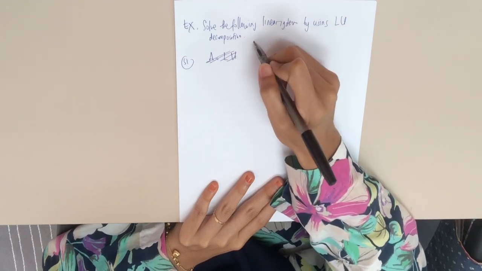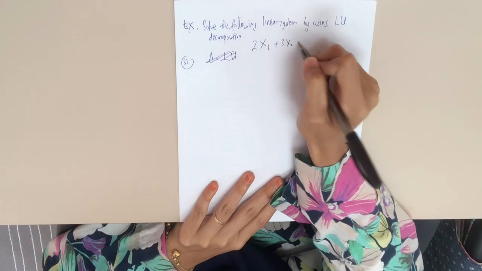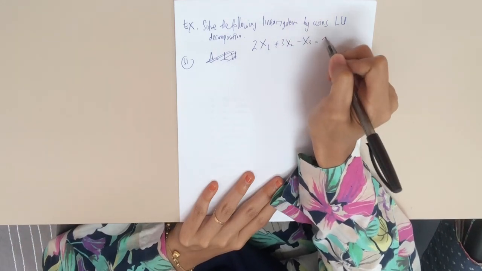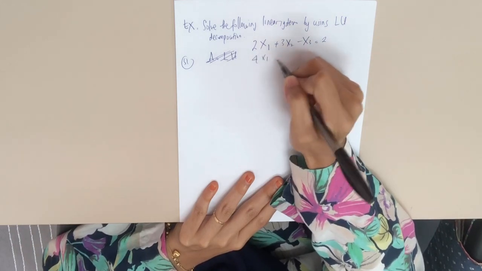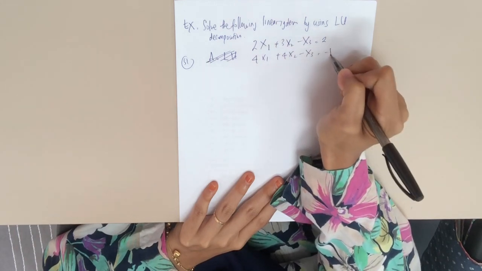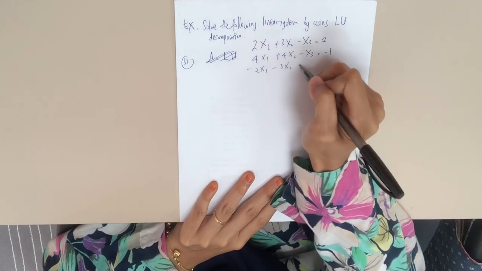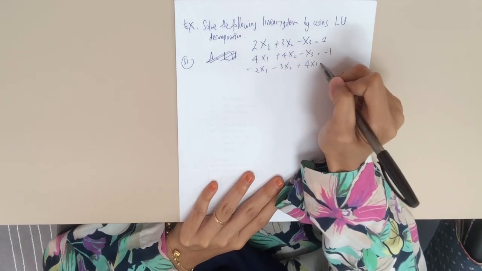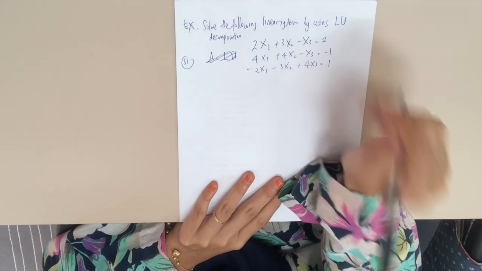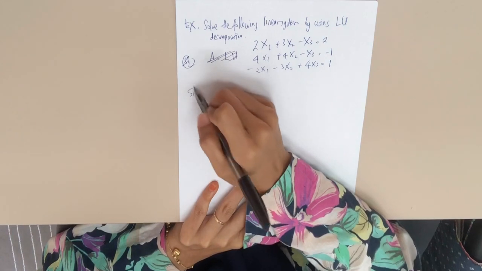Okay, so this is the system. 2x1 plus 3x2 minus x3 equal to 2. 4x1 plus 4x2 minus x3 equal to negative 1. Negative 2x1 minus 3x2 plus 4x3 equal to 1. Alright, so now step number 1.